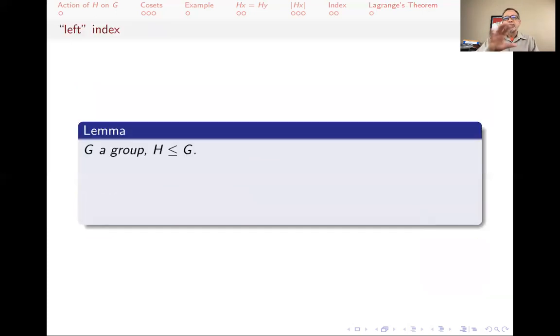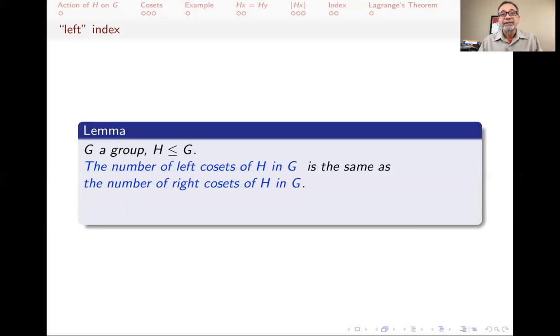So I want to finish this lecture by talking about the left index. Now, the left index, all I mean by that is the number of left cosets. The number of left cosets of H in G is the same as the number of right cosets of H in G. So in particular, the left index is the same as the index. If G is finite, then this is very clear, because the number of right cosets would be the size of G divided by the size of H, and the number of left cosets would be the same thing, because left cosets also partition and they have the same size as the right cosets. And so, of course, the number of left cosets and right cosets will be the same.